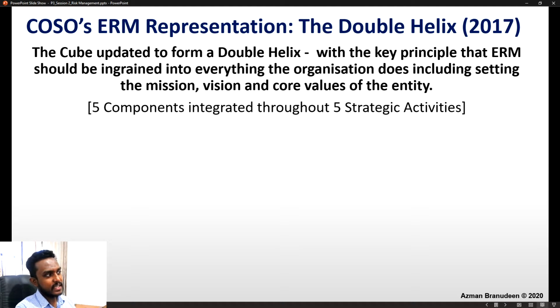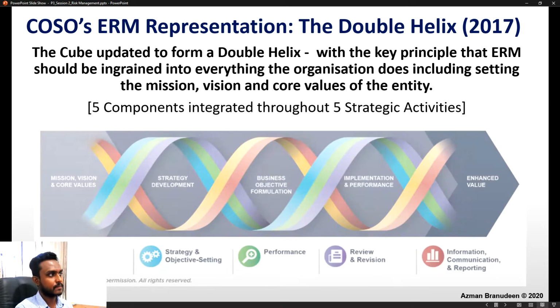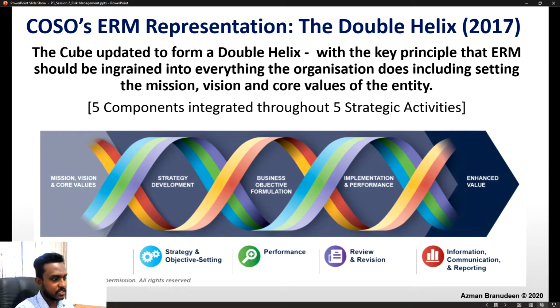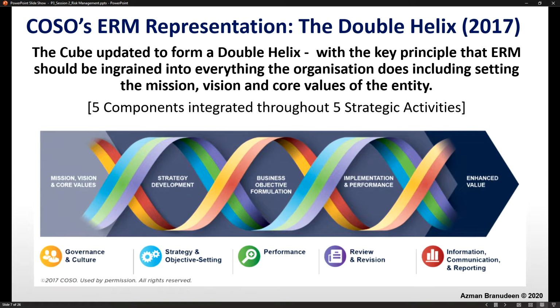So in the double helix, the framework was slightly adjusted to denote 5 components integrated throughout 5 strategic activities. That is what you see on the screen, the double helix. Here you basically have 5 strategic activities embedded through 5 components. So what are the 5 strategic activities?